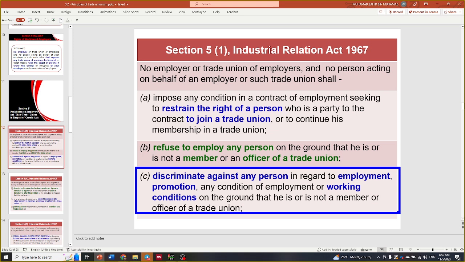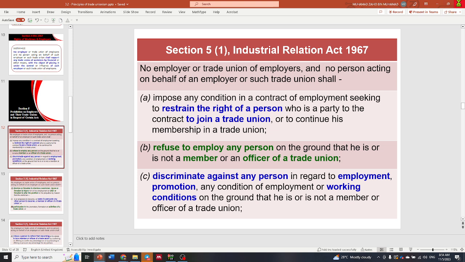Jadi dalam Akta 177 tidak membenarkan saya sebagai majikan untuk refuse. Bukan refuse tu saya kata nak refuse pun tak juga. Bukan refuse, saya tak suka. Contoh tadi kan dalam kes yang Ahmad tadi, tak boleh lah. Dalam section 5 subsection 1C tidak dibenarkan untuk discriminate atau mana-mana pekerja on the ground that he is a member or not a member. Okay, thank you.